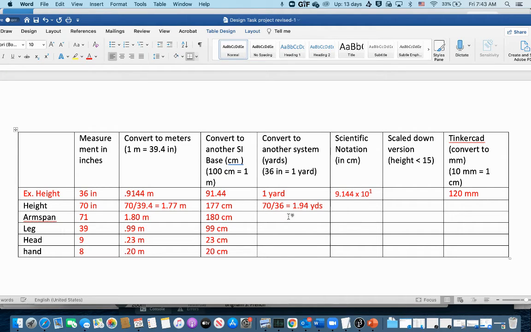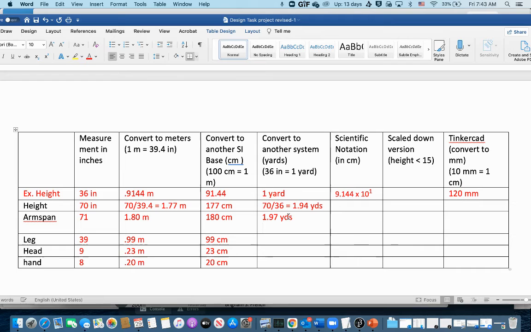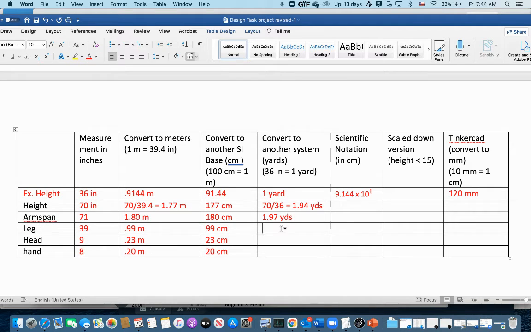Okay. So I'm going to do the same for all these. I'm going to now take 71 divided by 36. I'm not going to write it out now that you've seen what it is. This is 1.97. So we should expect those to be roughly the same here. And we're going to come down to this one. So that's 39 divided by 36, 1.1 yards here. 9 divided by 36. That's going to give me 0.25 yards.